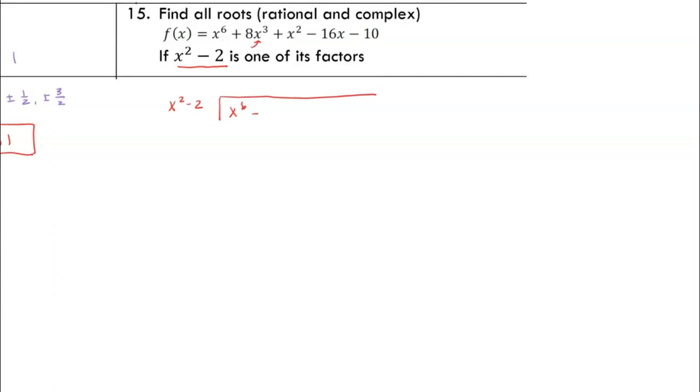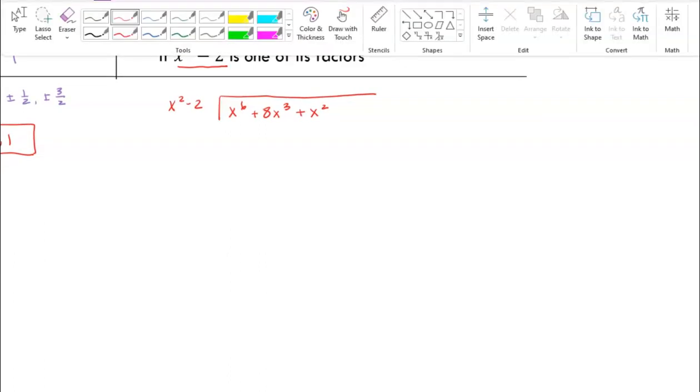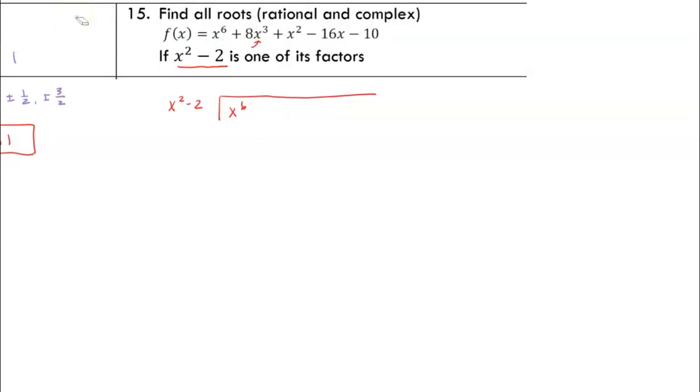x to the sixth plus x cubed plus x squared. Oh, wait a second. I'm missing some terms right here. Plus 0 x to the fifth plus 0 x to the fourth plus 8x cubed plus x squared minus 16x minus 10. So I have an x to the fourth when I divide the first terms, x to the sixth.